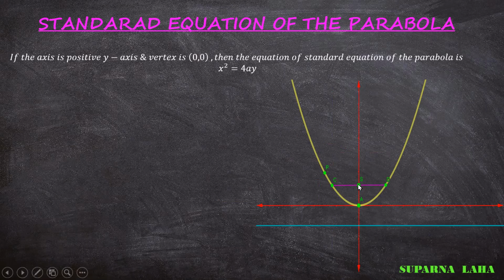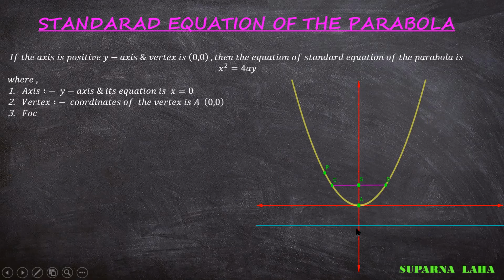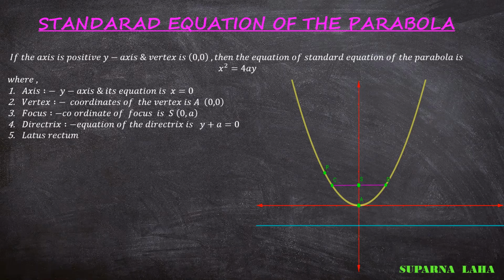So this is the parabola. A is the vertex, S is the focus, CD is the length of the latus rectum, and this is the line called the directrix. Here just write down the information about this figure: the axis is the y-axis and its equation is x equals 0, the coordinate of the vertex is the origin, 0, 0, the coordinate of the focus is 0, a, the equation of the directrix is y plus a equals 0, and the length of the latus rectum is 4a units.